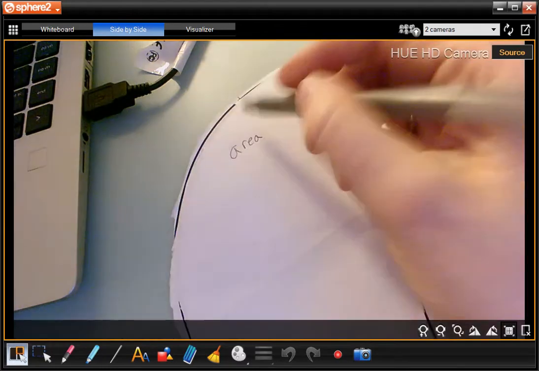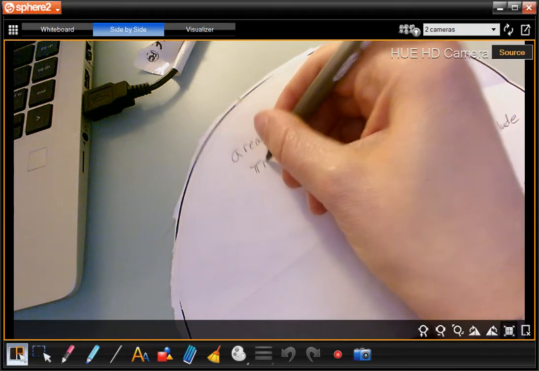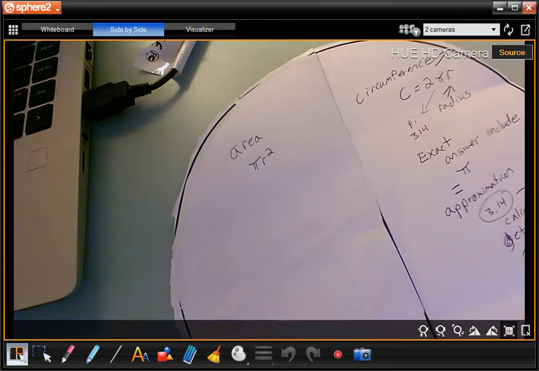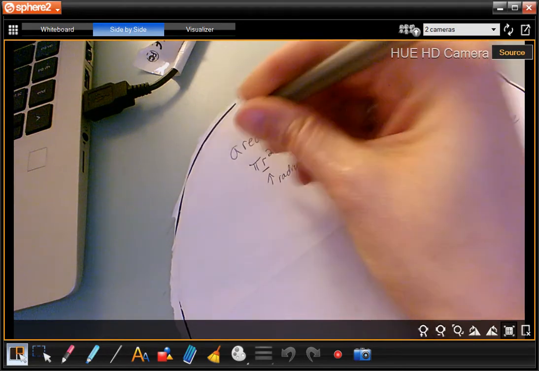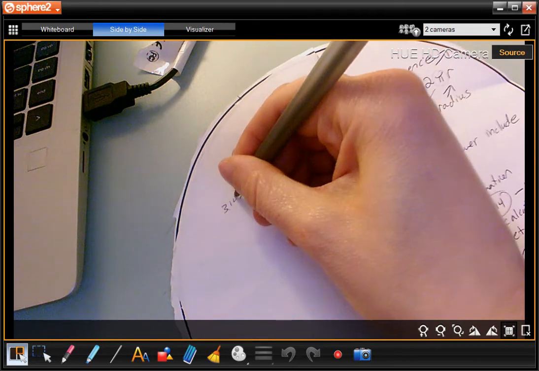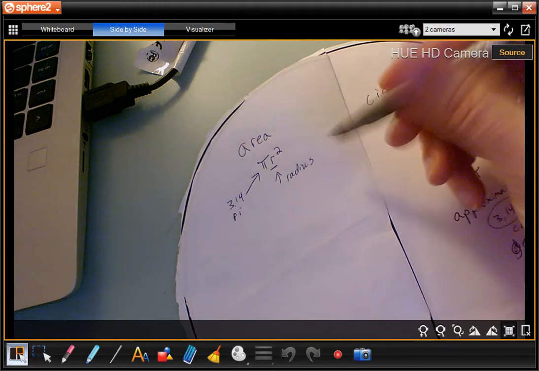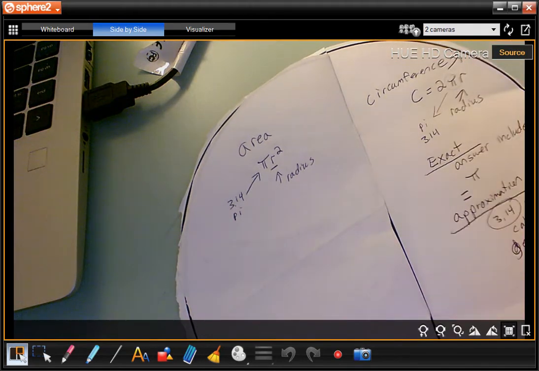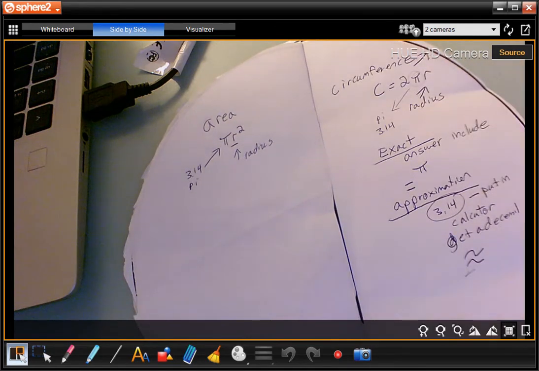Area is, if I filled all this in, how much space would it take up? And that is pi r squared. Okay, again, r is my radius. Pi, we're usually going to use 3.14. We call it pi. It's just going to fill all that in. And it's the same thing. I don't have to rewrite exact or approximation. They're either going to use pi, or you're going to get a decimal where you plug in 3.14. So your answers are going to do that. And you'll see when I do my examples of the worksheets that you're going to have to do when we're going to use that.